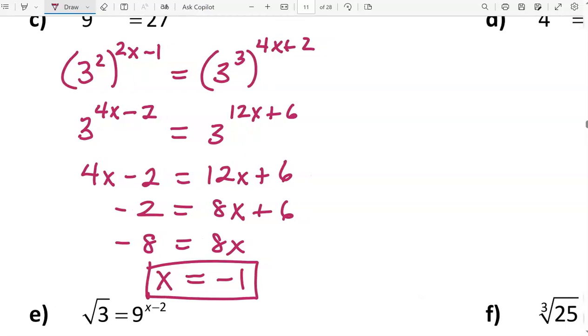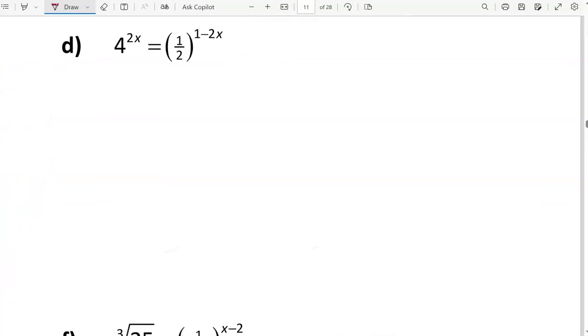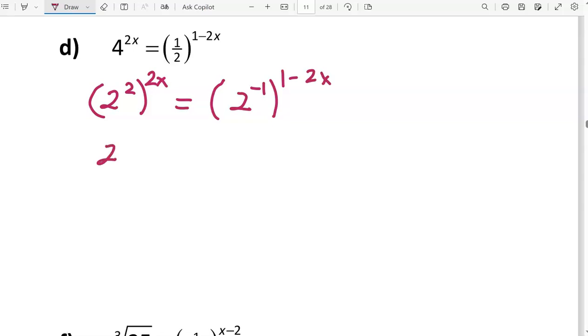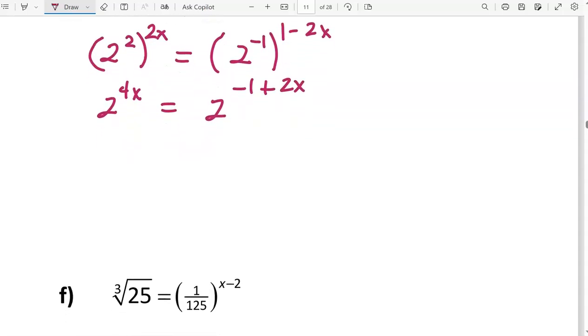All right, let's try D. Here we have 4, which can be expressed as 2 squared. So we have 2 squared to the 2x, and then a half is a fractional value that can be expressed as 2 raised to the -1 power. So power to a power, we multiply our exponents. And on the right side, be careful to distribute that multiplication by -1 to both terms, which gives us -1 plus 2x. Now we can equate the two exponents and subtract 2 from both sides.